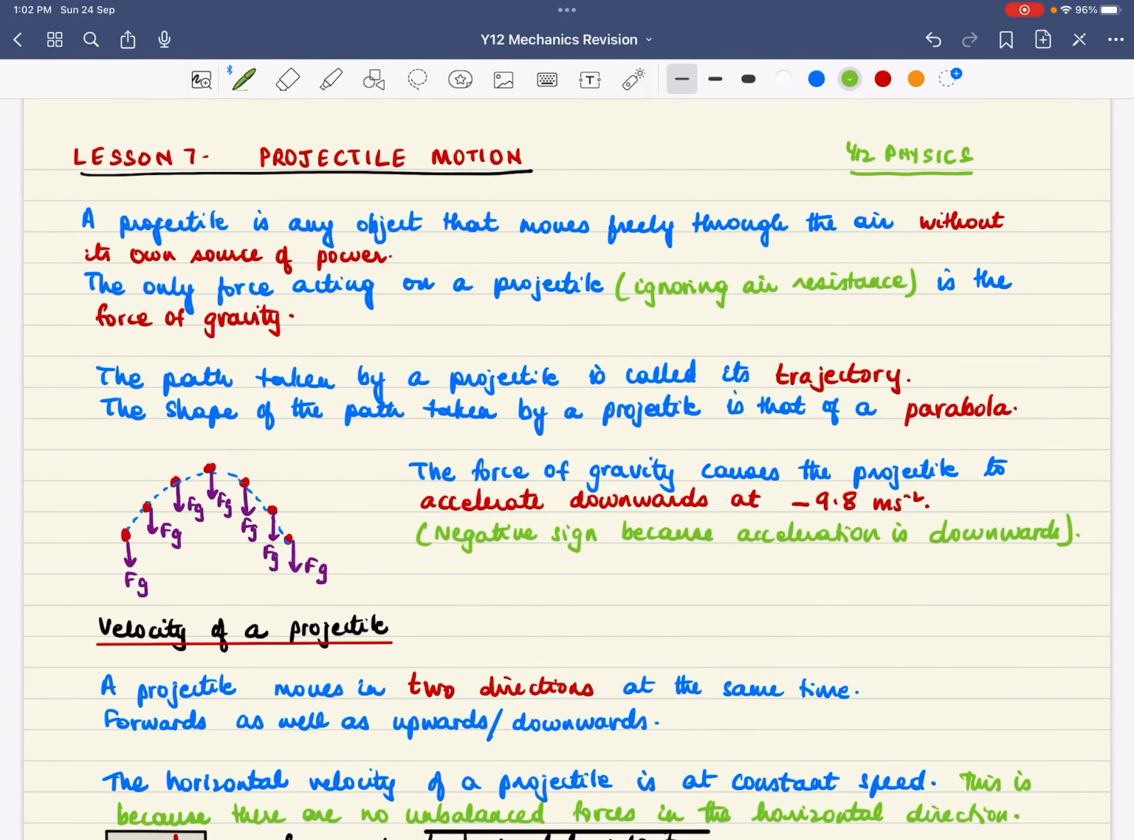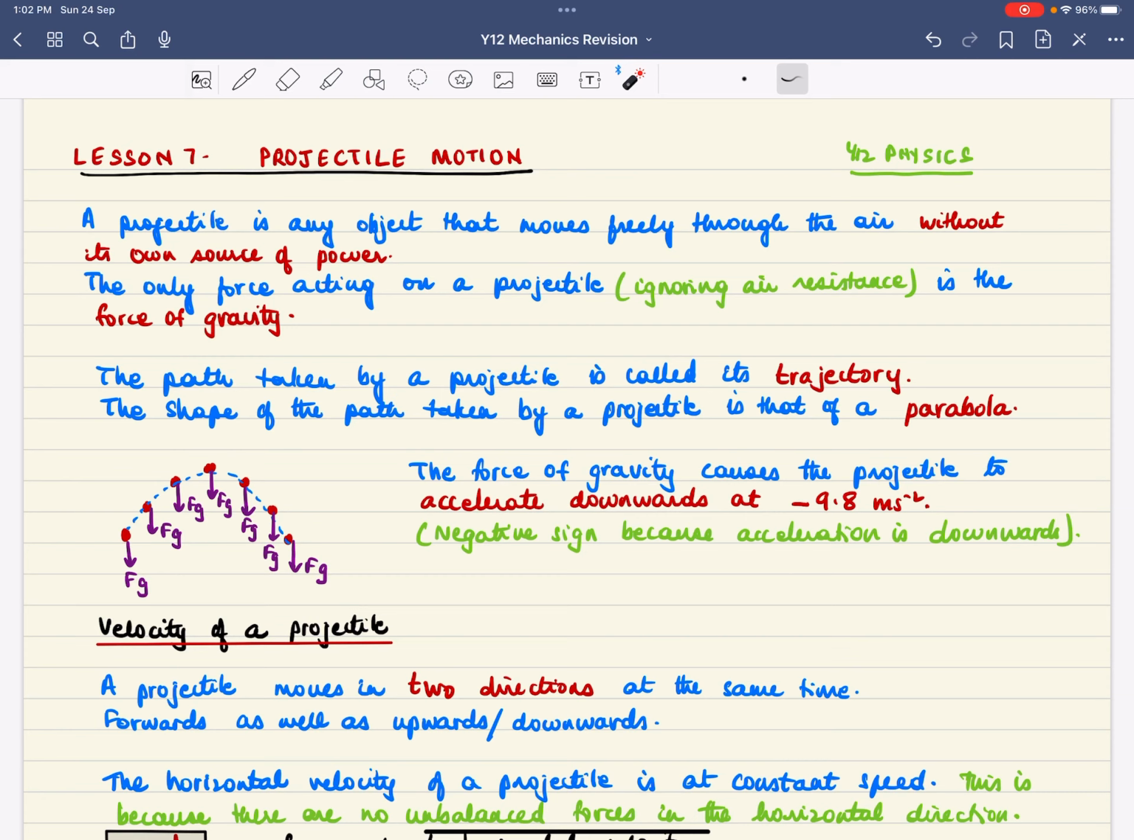This is lesson 7, for year 12 physics, and this one is on projectile motion. A projectile is any object that moves freely through the air without its own source of power. So a helicopter is not a projectile, neither is an aircraft, because they all have their own source of power. The only force acting on a projectile when you ignore air resistance is the force of gravity.